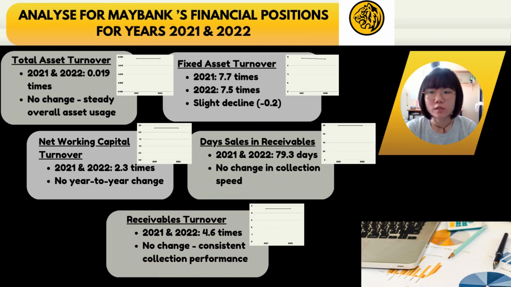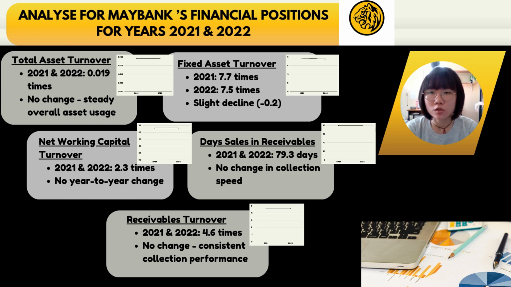This part is about the asset management or turnover ratio. Maybank's efficiency ratios remained largely consistent between 2021 and 2022. The receivables turnover ratio stayed at 4.6 times and the days sales in receivables held steady at 79.3 days, indicating a stable performance in collecting payments from customers.